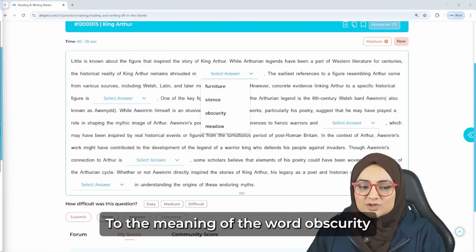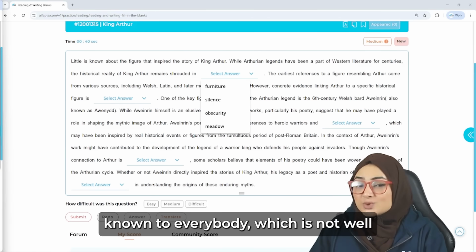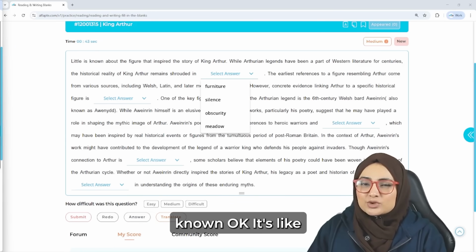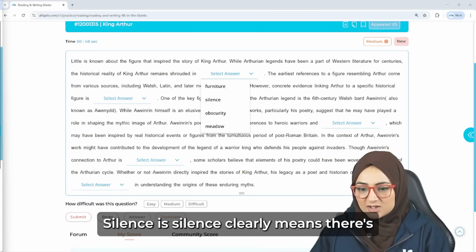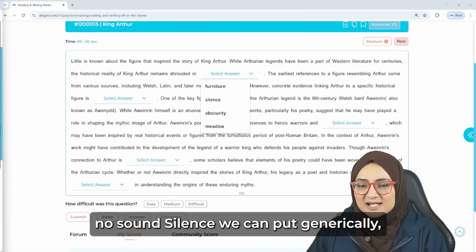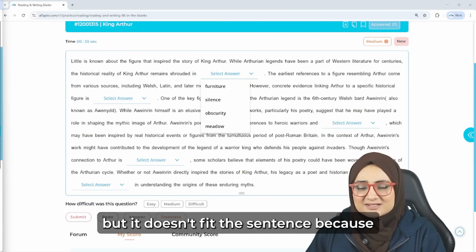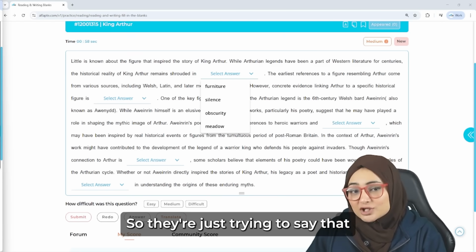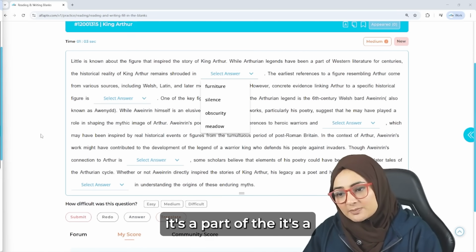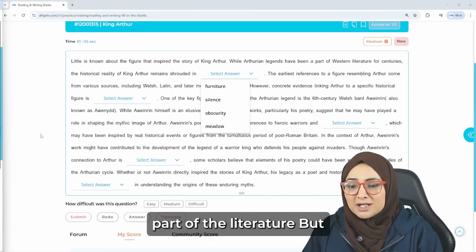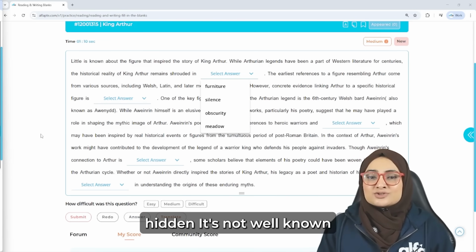What is the meaning of the word obscurity? Obscurity means something which is not known to everybody, which is not well known. Okay, like it's hidden from everybody. Right, silence clearly means there's no sound. Silence we can put generically, but it doesn't fit the sentence because the sentence is talking about knowledge. So they are just trying to say that it's a part of the century, it's a part of the literature, but the reality is kind of hidden, it's not well known.